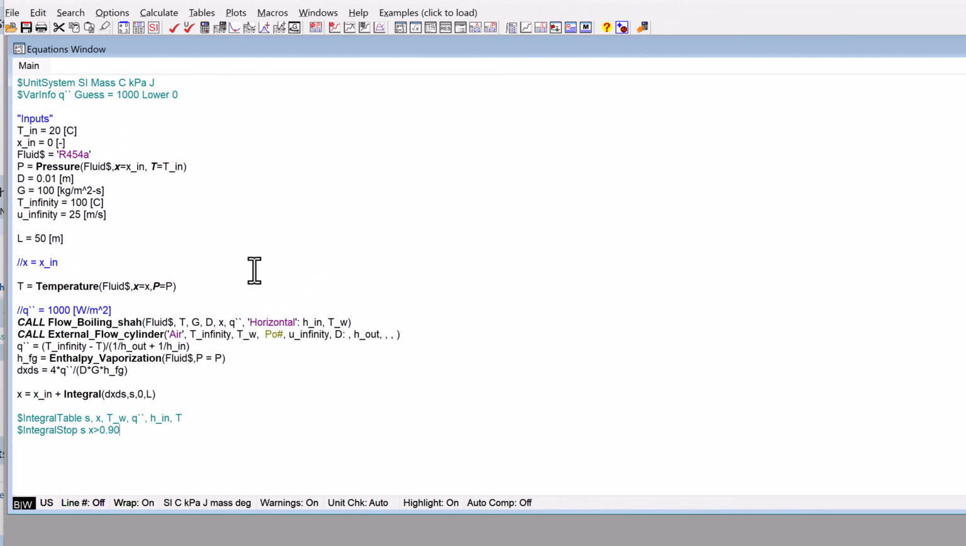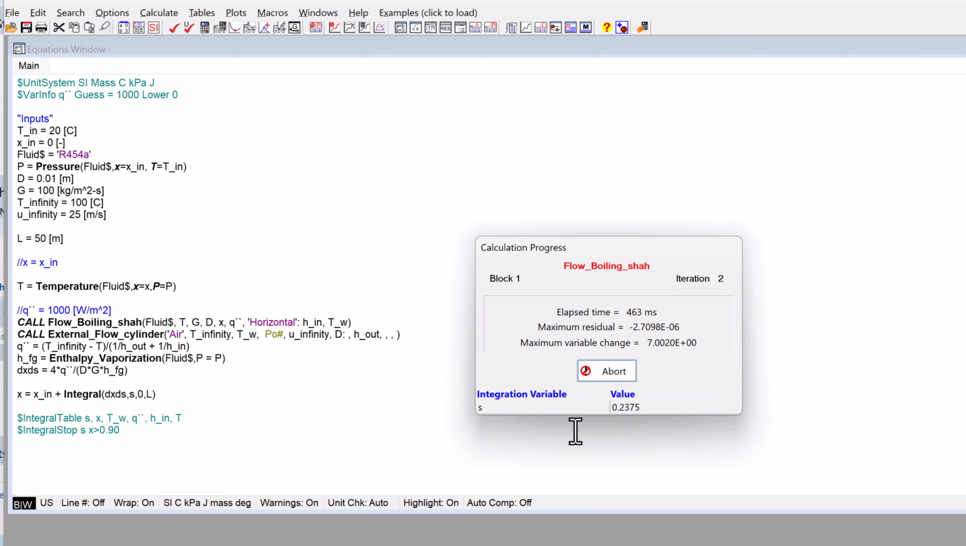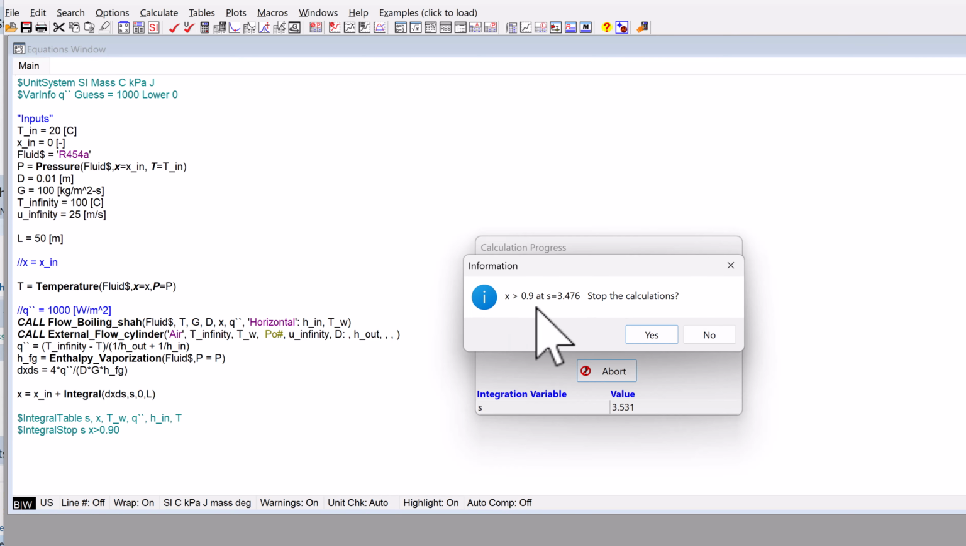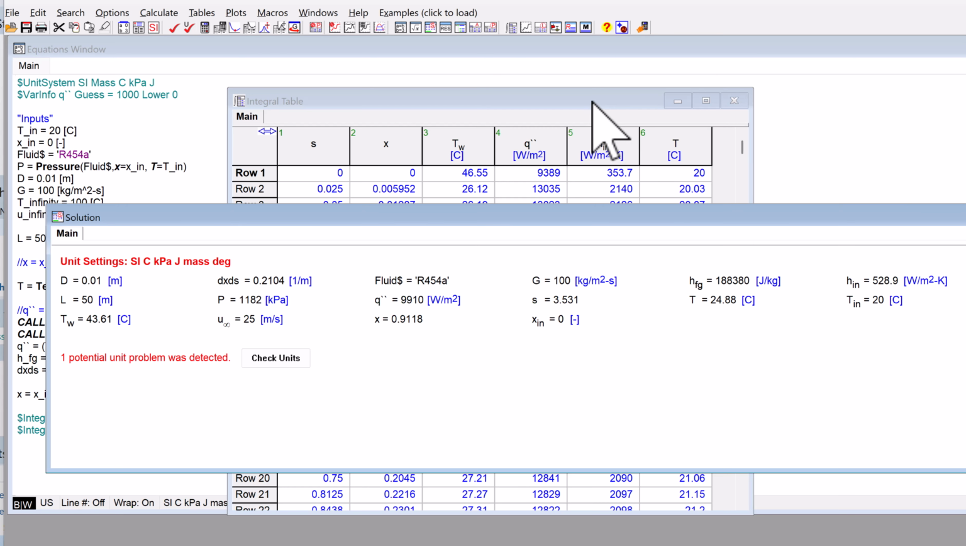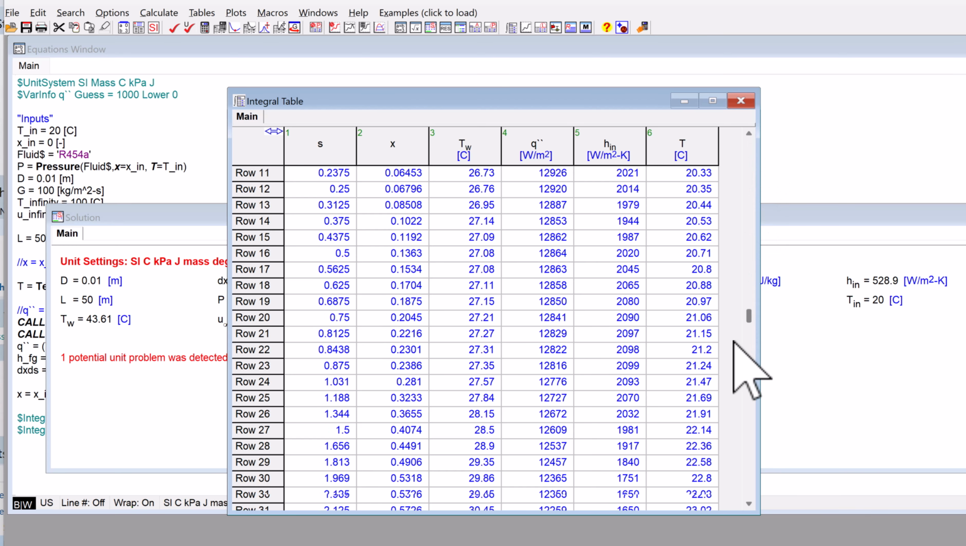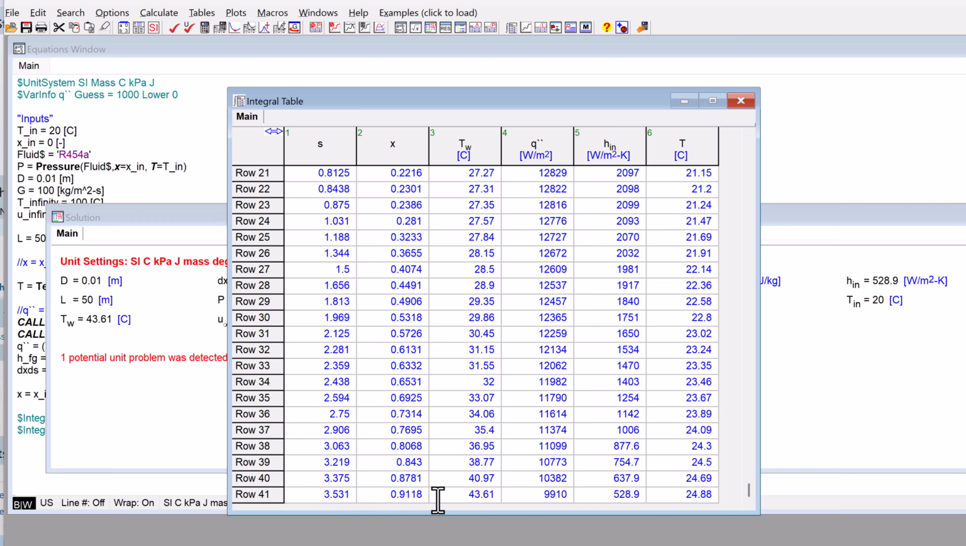So hopefully this works. Let's try to run it. So calculate, solve. You can see it hit the condition. It's asking, do you really want to stop? You'll say yes. And if I go look at the integral table, it's fully filled out, and you can see that when it went through this one step here, 0.8781 to 0.9118, it decided it was done, and it took about 3.5 meters of tube to do that.